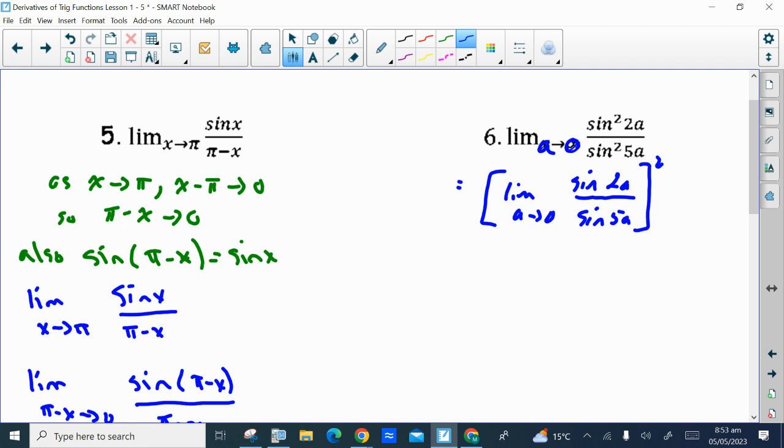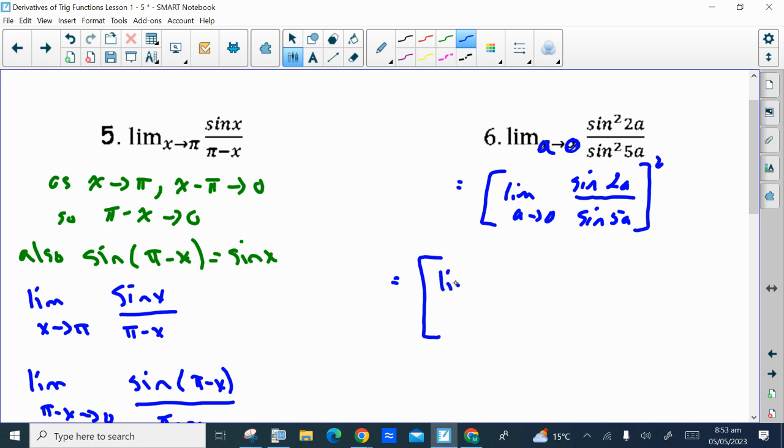And so we saw one similar to this before. Because the numerator is sine 2a, we'd have to have a 2a on the bottom, directly below that. And because the denominator is sine 5a, we would have to have 5a directly below that as well. So we can do that by multiplying the top, sine 2a, by 2a over 2a.